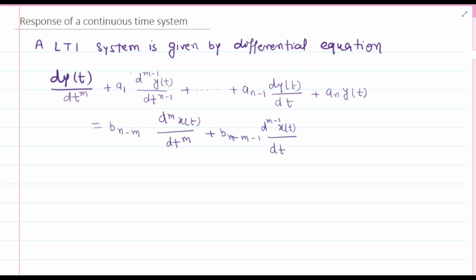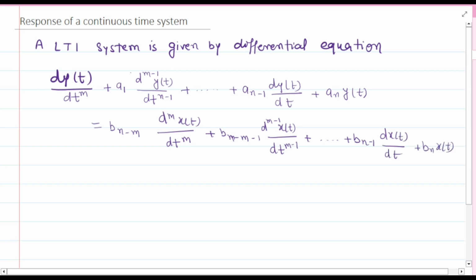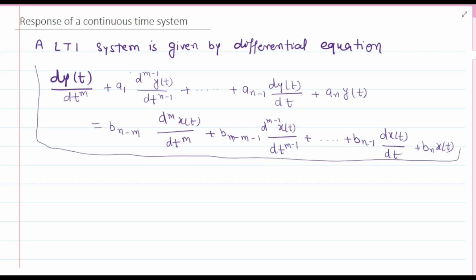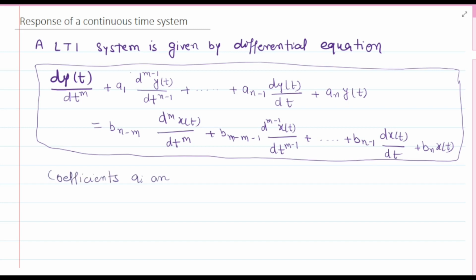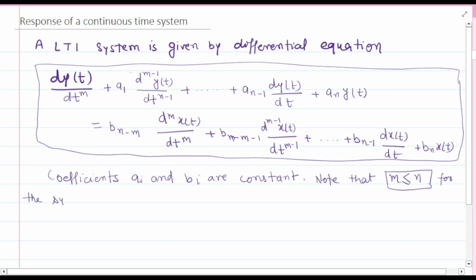Similarly, this is equal to b_(n-m) d^m x(t)/dt^m, b_(n-m+1), and so on up to b_n x(t). Anyway, there are n terms in the equation for y(t) and n terms in the equation for x(t), and the order of the differentiation is m here. Note that here a and b are constants, multipliers, scalar quantities that are multiplied to the differential terms.